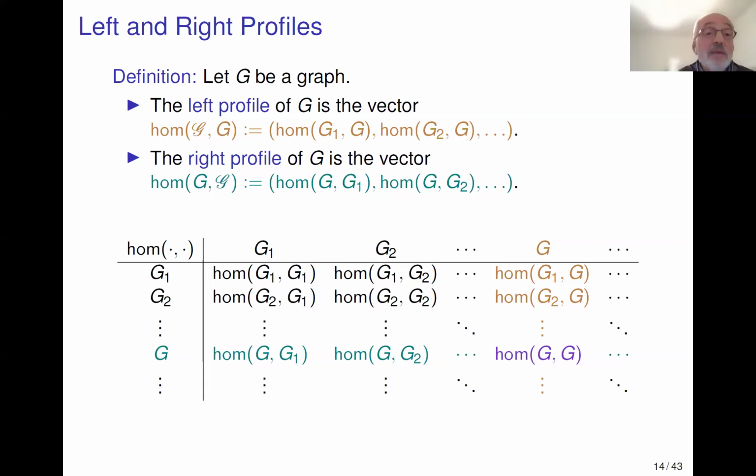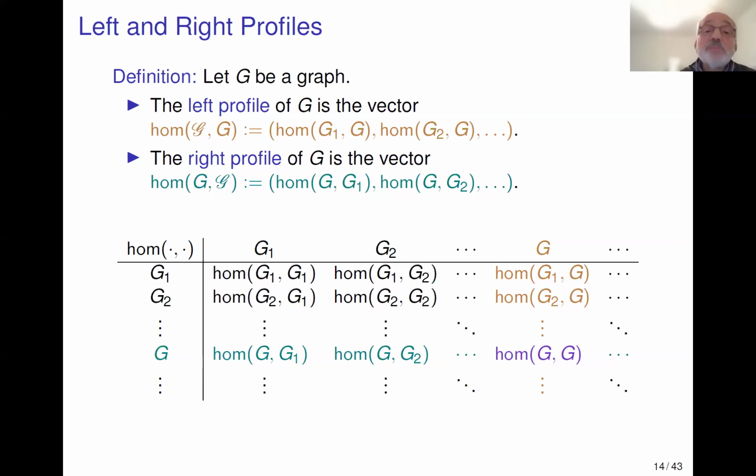You can play the same game by going on the rows. If I fix a row G, and I start traveling along the columns, I now see the homomorphisms from G to G1, from G to G2, from G to G, etc. This is called the right profile. So in the right profile, the fixed graph is on the left, and we are looking at homomorphisms to other graphs. So we have the left profile and we have the right profile.